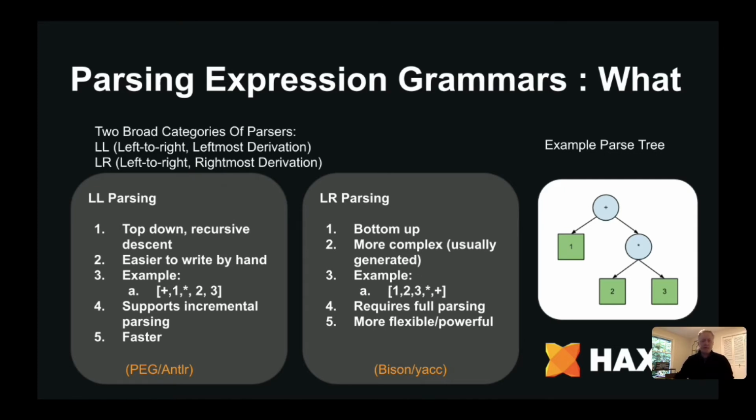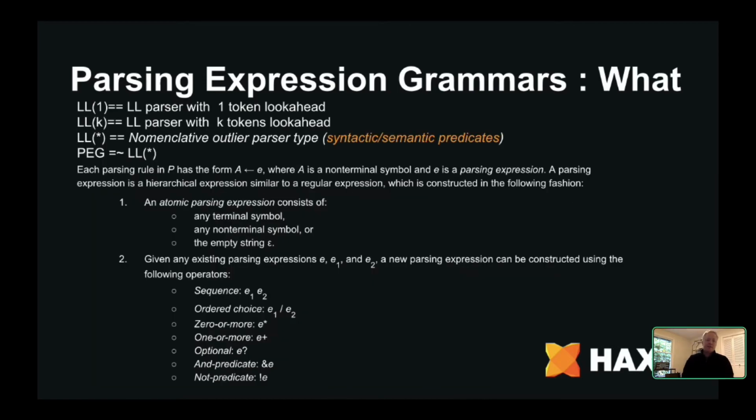So PEG is in the LL camp, and so, building off that and understanding which family it's in, you'll commonly see parsers with parentheses where you say it's an LL(1). That means you've got one token lookahead. LL(k), you've got k tokens lookahead, and then you've got LL(*), which is a fancy way of saying it's a nomenclative outlier parser type, and these basically capture this concept of syntactic and semantic predicates.